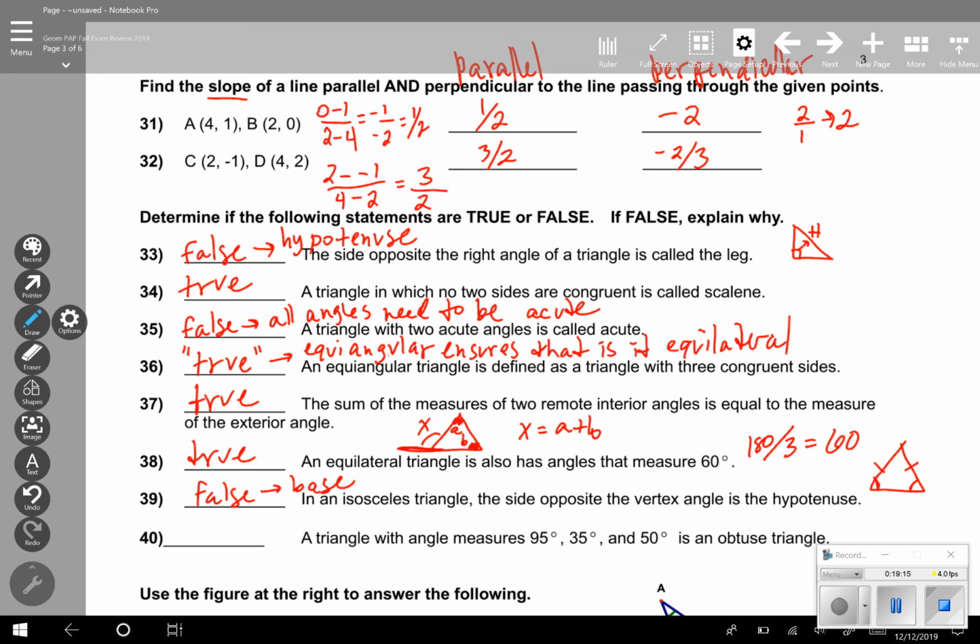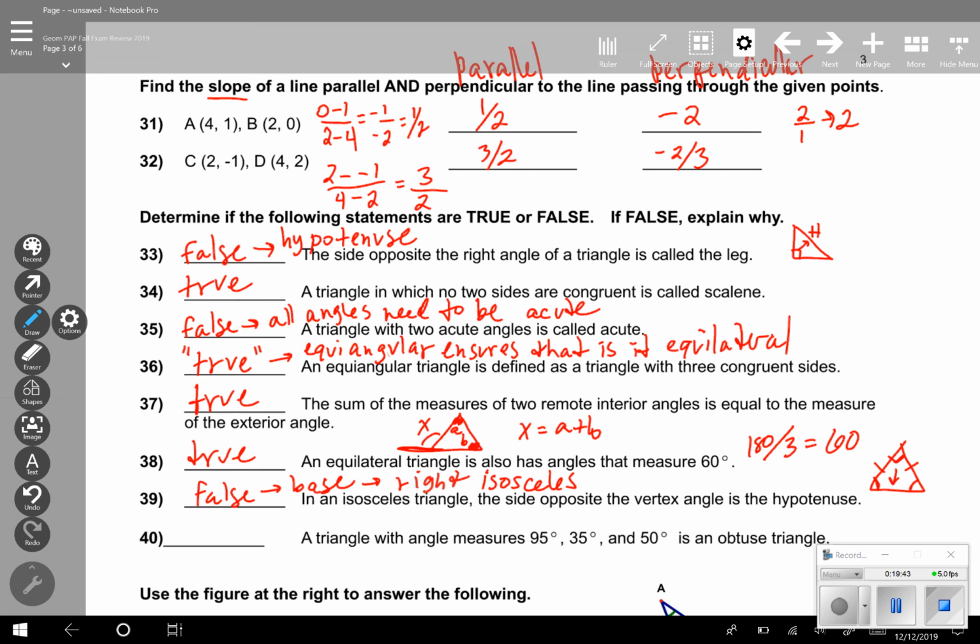So this is typically false unless you have a right isosceles triangle. Because if you have a right isosceles triangle, the right angle is up here, which means that that would in fact be your hypotenuse. Otherwise it's called a base. Unless it's a right isosceles, then it is in fact the hypotenuse.